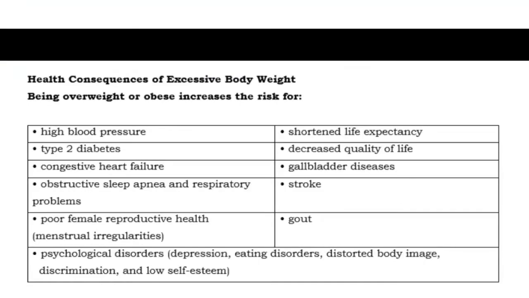Health consequences of excessive body weight. Being overweight or obese increases the risk for high blood pressure, type 2 diabetes, congestive heart failure, sleep apnea, menstrual irregularities, psychological disorders, gout, stroke, gallbladder disease, shortened life expectancy, and decreased quality of life.